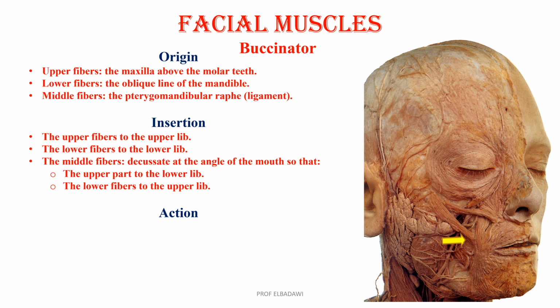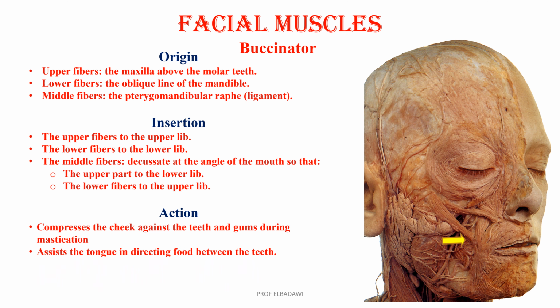The action of this muscle is very important to remember and to know, because it is the key to diagnose facial nerve injury. It is a muscle which compresses the cheek against the teeth and gums during mastication. By pressing against the teeth and the gum, it prevents accumulation of food and saliva in the vestibule of the mouth. It assists the tongue in directing the food between the teeth. It's the important muscle of blowing, suckling, kissing, and whistling.